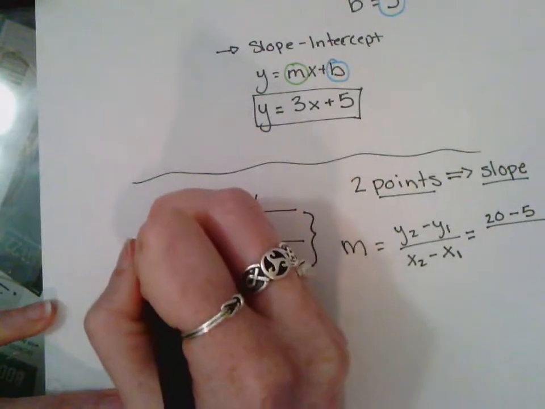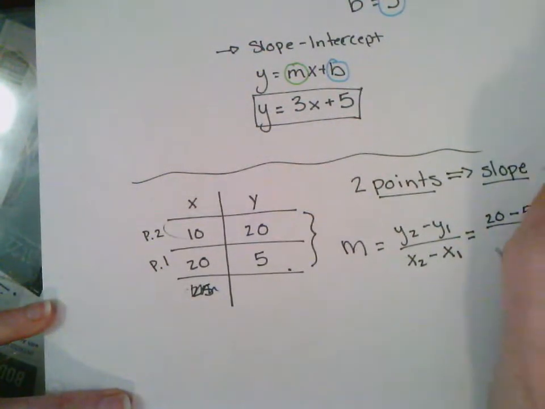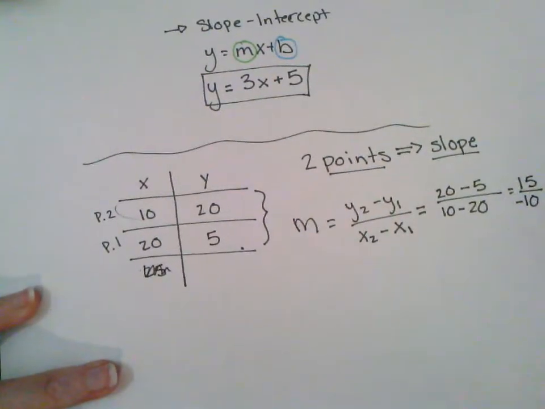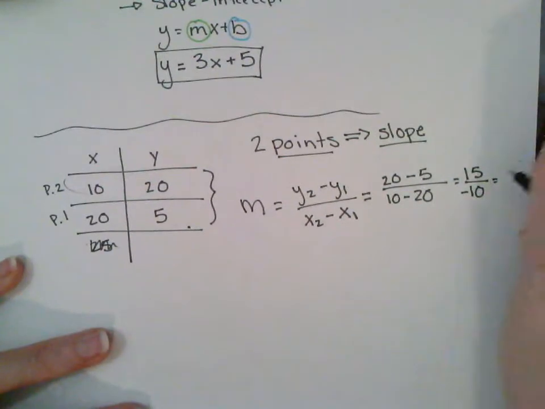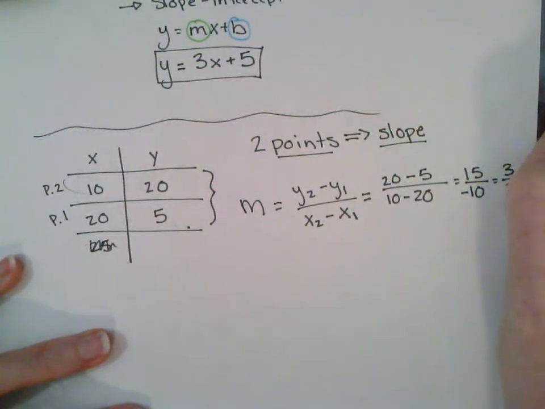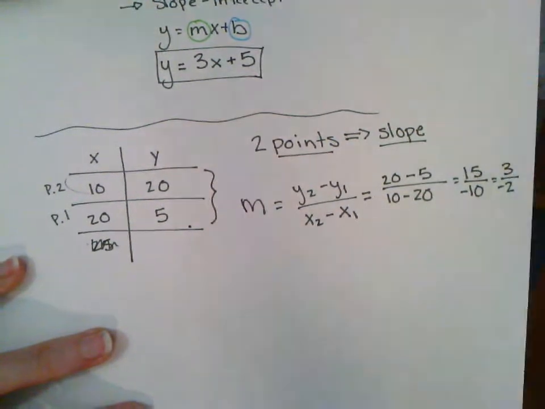Technically, this is y2 and this is y1. So on the bottom it's going to be 10 minus 20. On the top we'll have 15, and on the bottom we will have a negative 10. So if I simplify this, those can both be divided by 5. 15 divided by 5 is 3. 10 divided by 5 is 2. Don't forget to carry your negative over though. The negative can also come up front, it can go with the 3. It can kind of float around since it's all multiplication here.